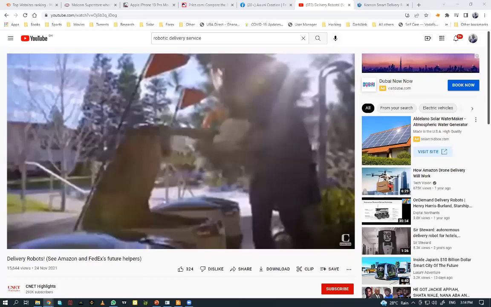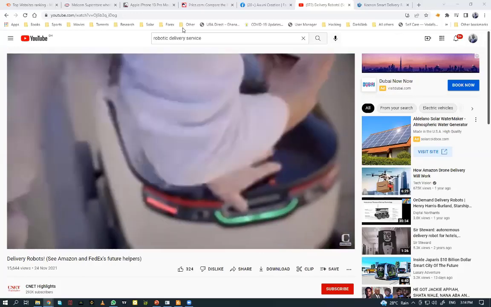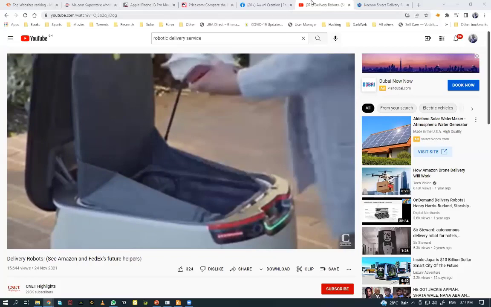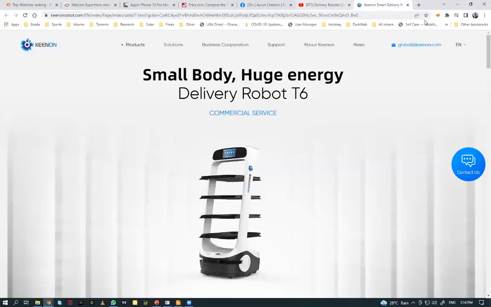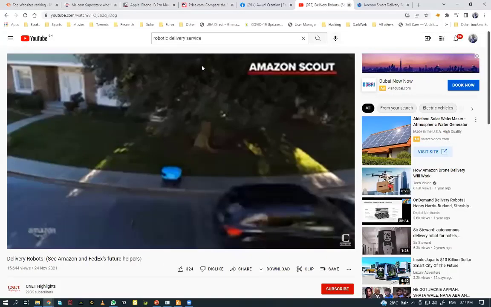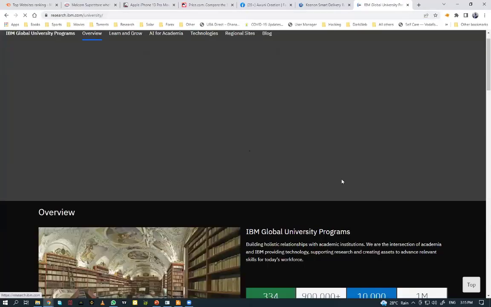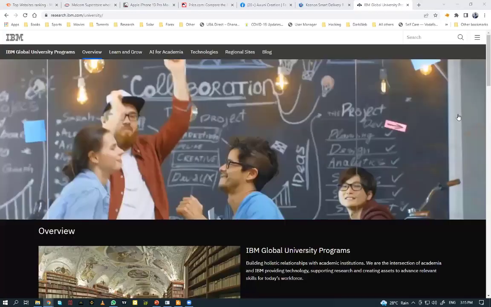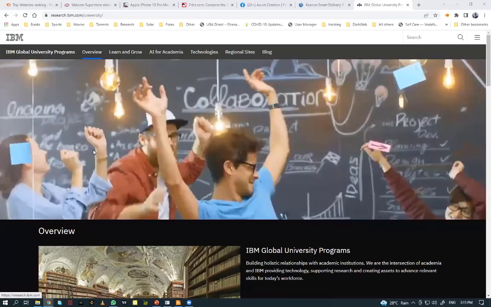All right, so let me now take you through the assignment. I'm not going to do everything, I'm just going to show you how it is done. You go to the site research.ibm.com/university. This is the page. Then you go to IBM Academic Initiative, then you go to learn more. It will take you to a new page.